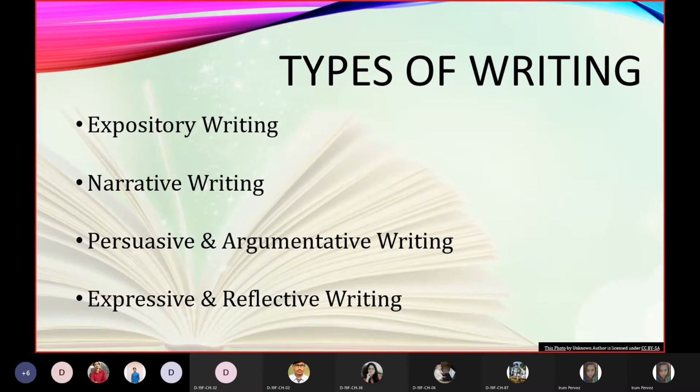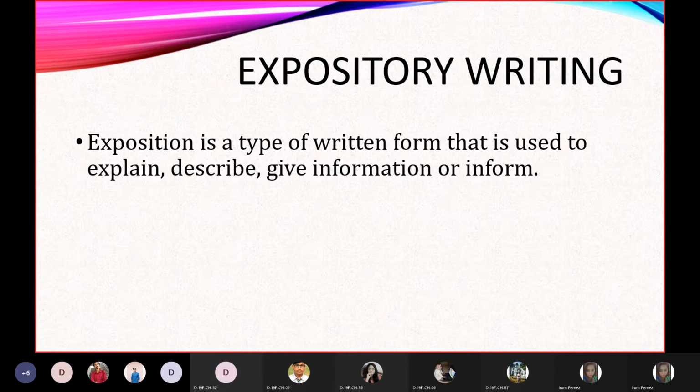So there are different ways of writing about certain things. Expository is one of them. This says that expository writing, called exposition, is a type of written form that is used to explain, describe, give information, or inform. In expository writing, we expose things. We expose things in different ways.